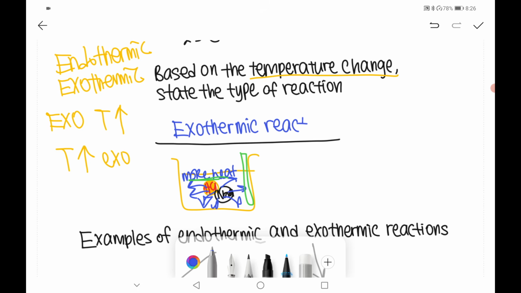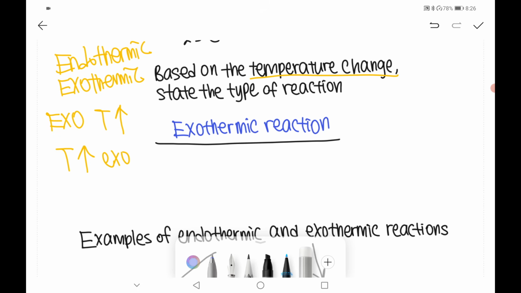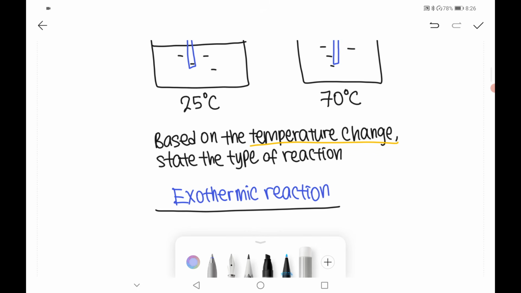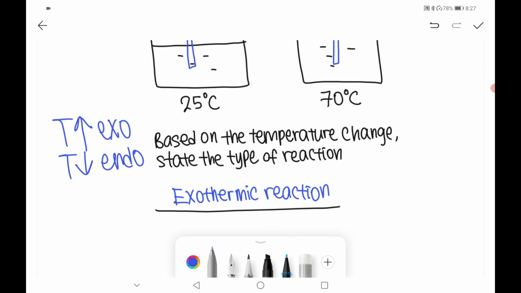So make sure you know how to relate temperature and also endo and exo. Final summary one more time. When you see temperature increase, it is exothermic. When you see temperature decrease, it is endothermic. Okay, that is what you need to know.